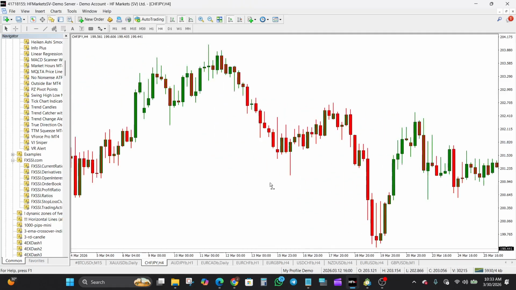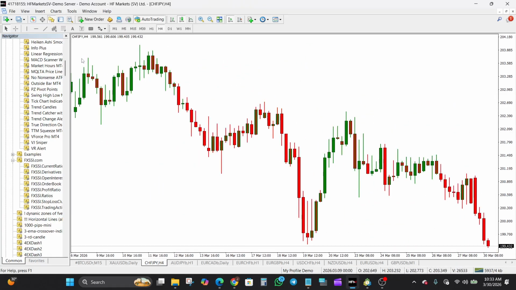Okay, so what you have to do as a trader using this indicator is first of all identify the trend direction. I'm going to recommend that. Okay, very important. So once you've identified the trend direction, of course, look out for lower highs, lower lows for a bearish trend, or higher highs, higher lows for a bullish trend.